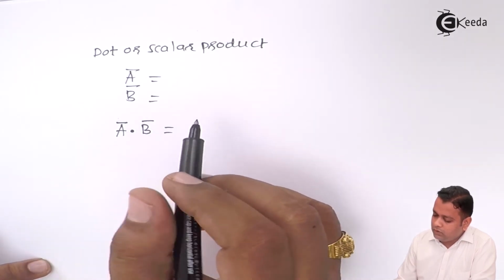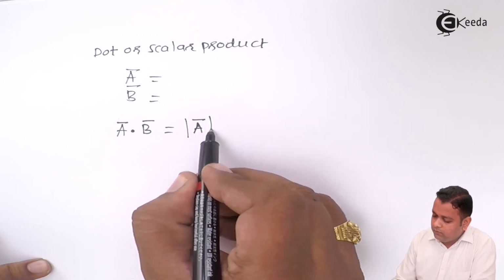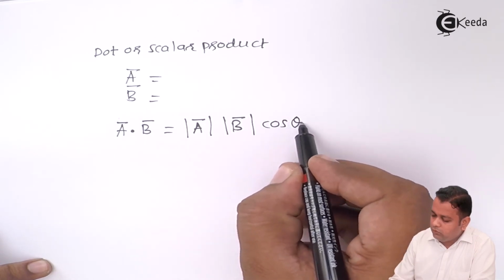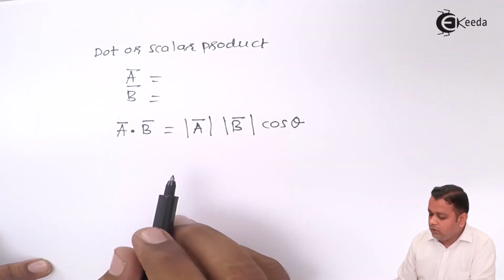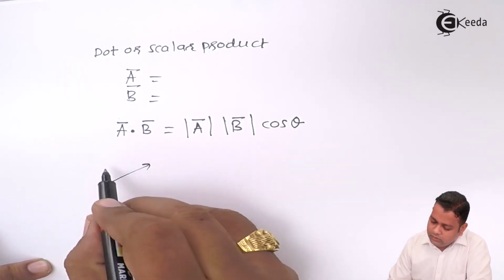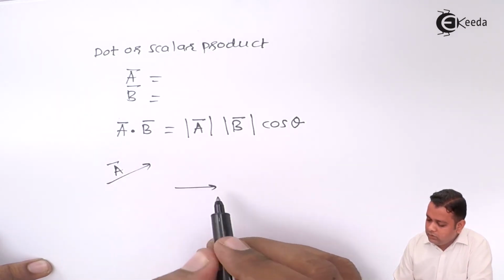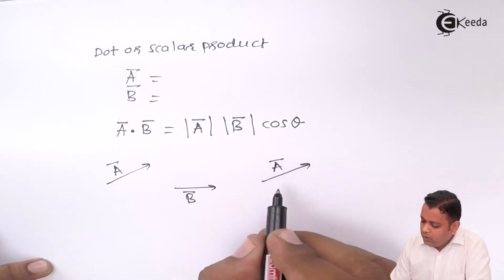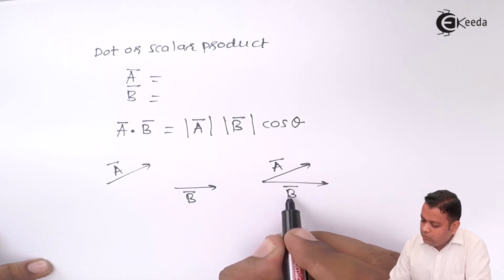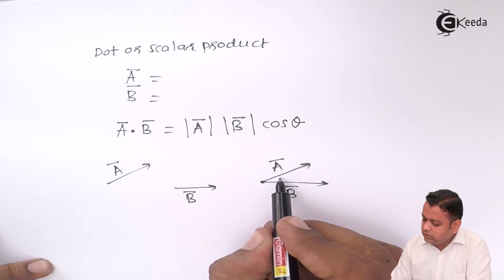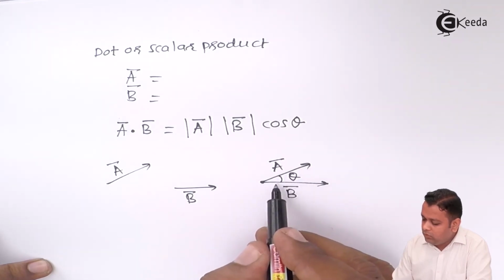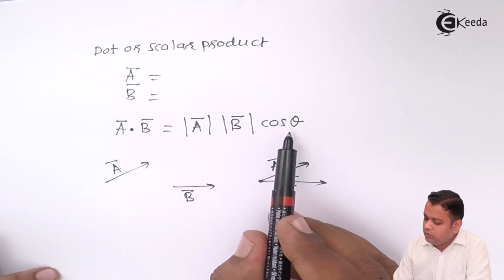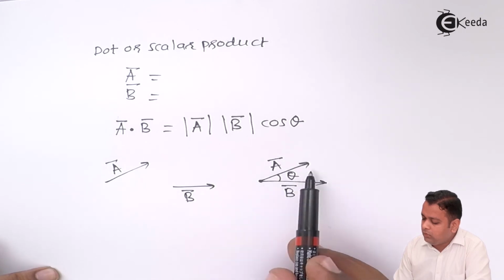The formula for dot product is magnitude of a bar into magnitude of b bar into cosine of the smaller angle theta between them. So in space, if this is a bar and this is b bar, and we take a bar and b bar to have the same source point, this is the smaller angle theta between them. The bigger angle theta may also be like this, but according to the definition we should always take the smaller angle theta between a bar and b bar.